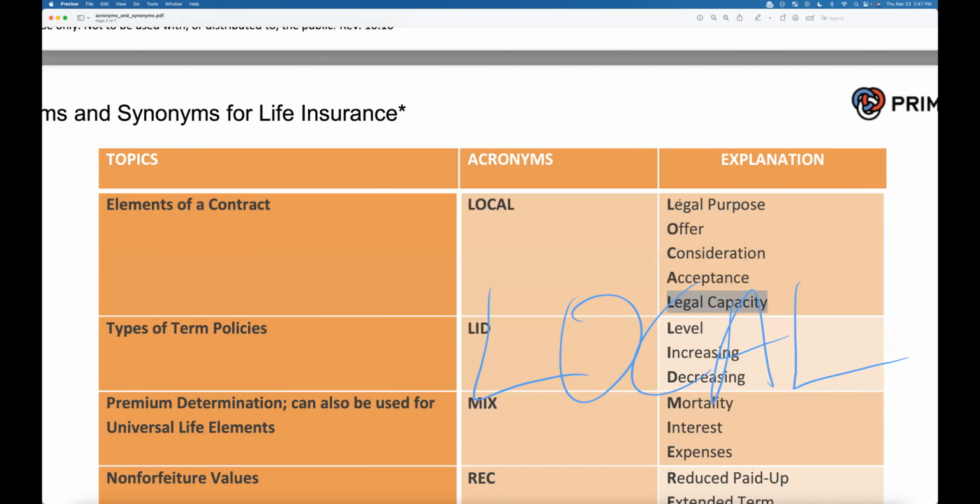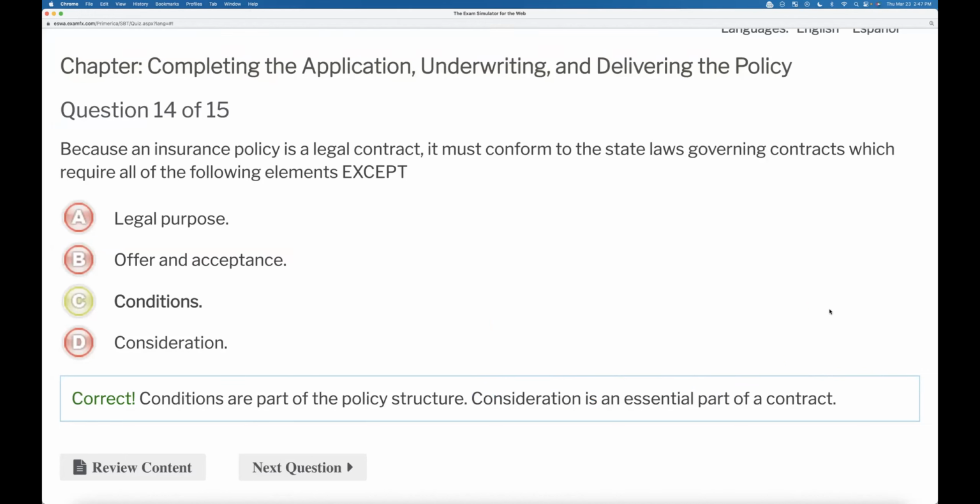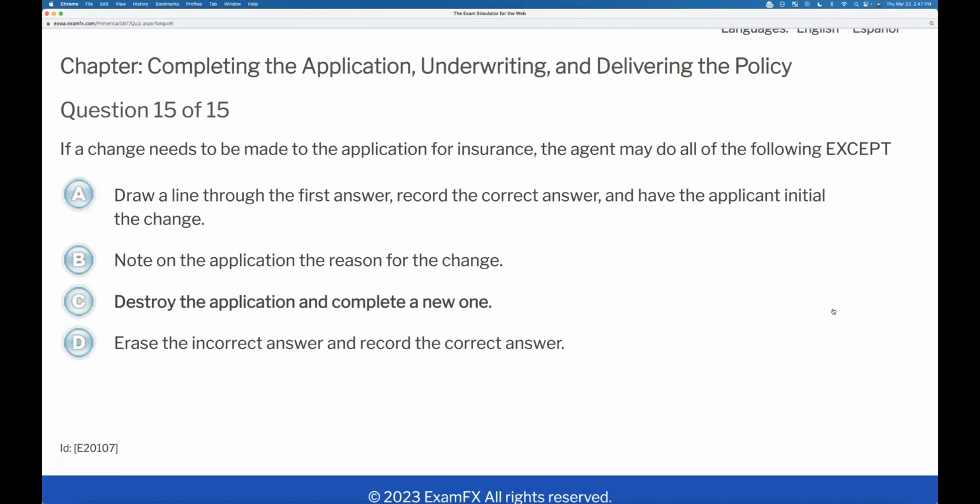Legal purpose, offer, consideration, acceptance, legal capacity. Perfect. I love it. You're going to pass this test, Sonny. I like it. No, you did a good job, teacher. You're amazing. Okay, another one.